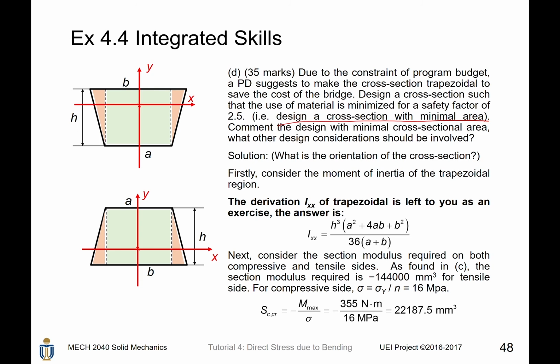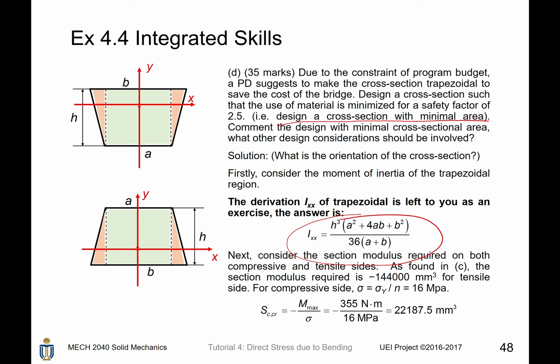To do this, first we consider the moment of inertia I of the trapezoidal region. The answer is this, but because the steps of derivation are too complicated, it is left to you as an exercise in the practice problem set. Next, consider the section modulus required for both compressive and tensile sides. Just now we found the section modulus required for the tensile side. So now let's find the section modulus of the compressive side.